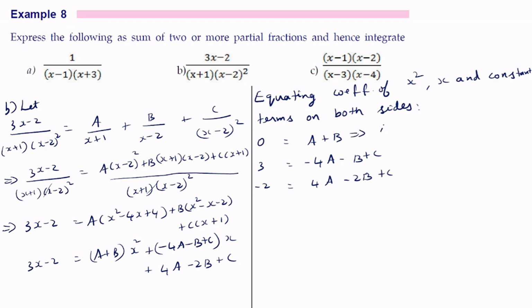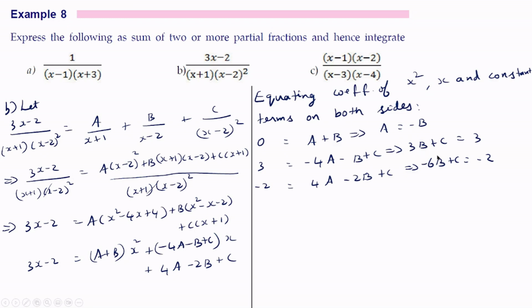So from here let us have a as minus b. So from here we will have minus 4 into minus b is plus 4b, plus 4b minus b is 3b, 3b plus c equal to 3, and from here we will have minus 4a minus 2b is minus 6b plus c equal to minus 2. So here we have the two equations in b and c. If we solve we will get b and c.